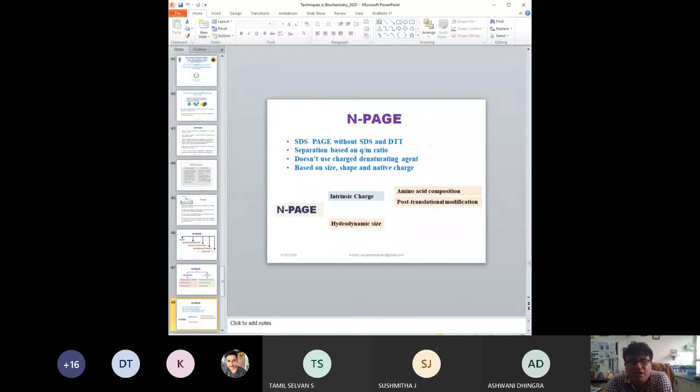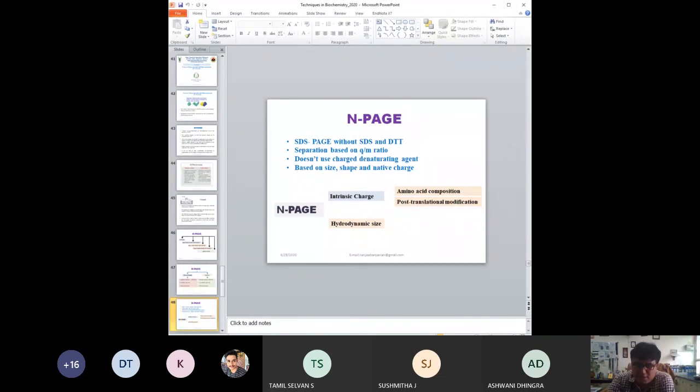Here we are not using any denaturing or strong denaturing agent, and here separation is based on the size, shape, and native charge of the molecule. If you see in the box, I have shown intrinsic charges and then hydrodynamic sizes, which is the basic principle of this native PAGE. In case of intrinsic charges, I have written amino acid composition and then post-translational modifications, besides the intrinsic charge of the protein which you are going to separate in its biologically active form.